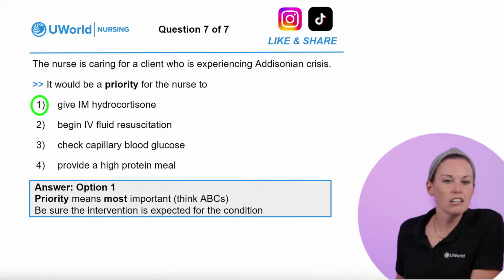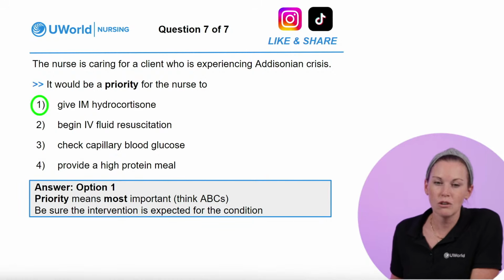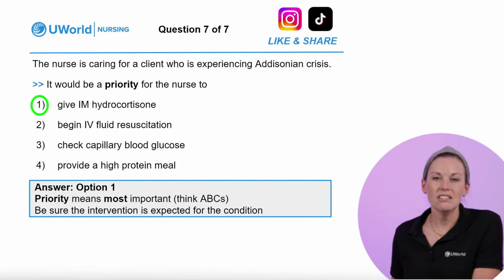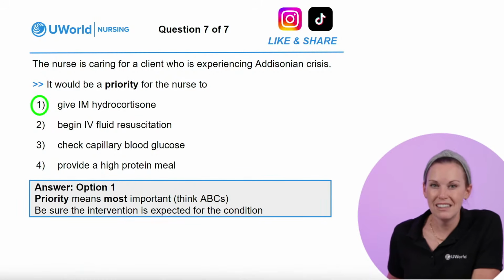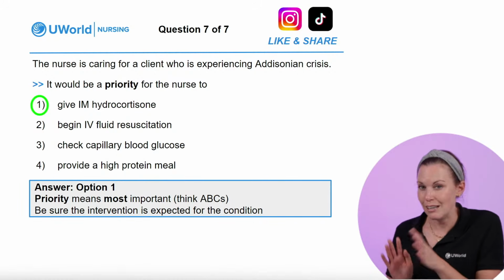All right, so our correct answer on this one is option 1, give IM hydrocortisone. Samantha did a really great lecture on Cushing's versus Addison disease, where we compared and contrasted those. If you need some refresher information on it, go check that out.